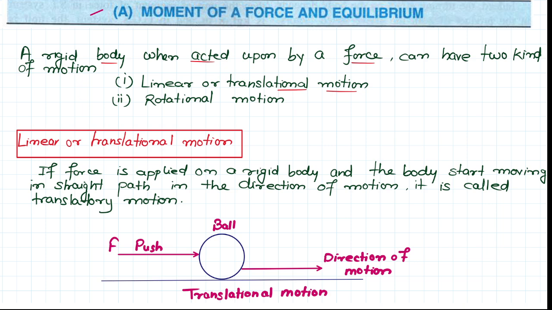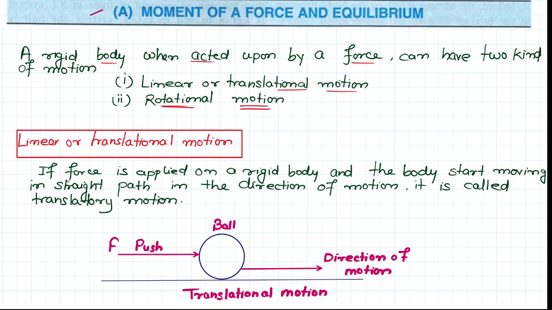So in this chapter, we are going to talk about force and motion as well. Force creating motion. When we are applying force on a rigid body, there are two kinds of motion. One is linear or translational motion, another is rotational motion. So what do you mean by linear or translational motion?